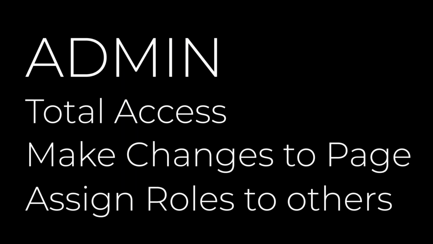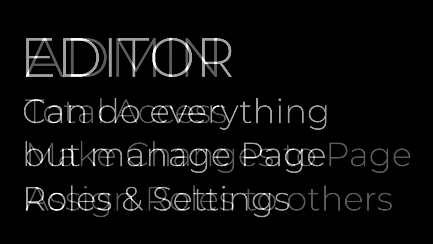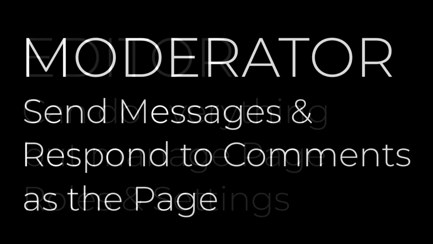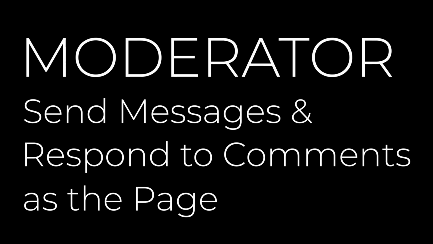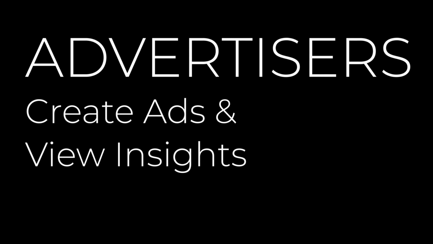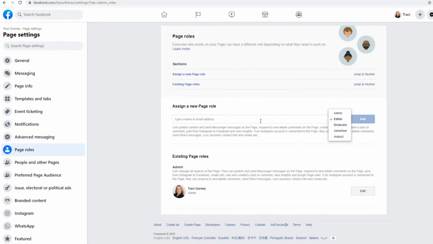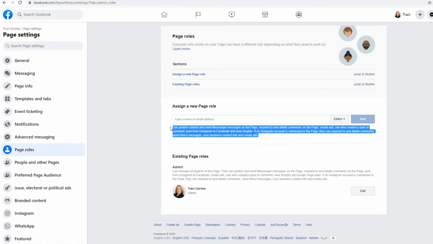For a quick overview, these are the page roles. As I said, the admin role gives people total access to make changes to your page. The editor role can do everything but manage page roles and settings. Moderators can send messages and respond to comments as the page. The advertiser's role can only create ads and view insights. And the analyst role lets people see insights and who's published on a page. And if you forget what each role does, there's a nice little help message under here that shows you exactly what they can and cannot do.